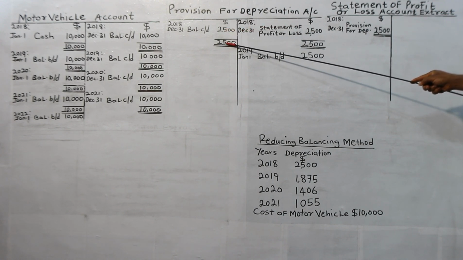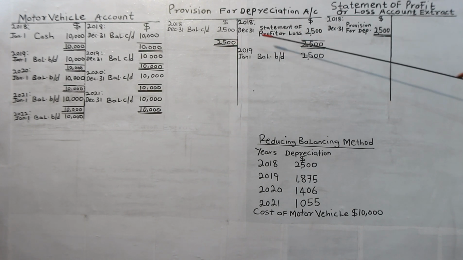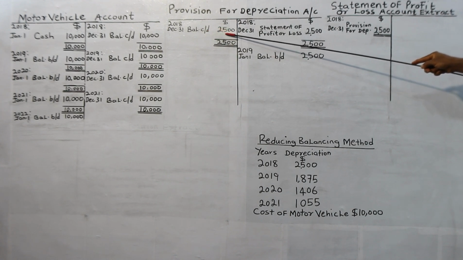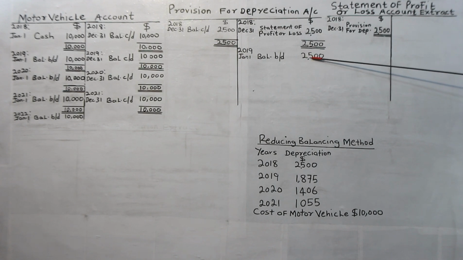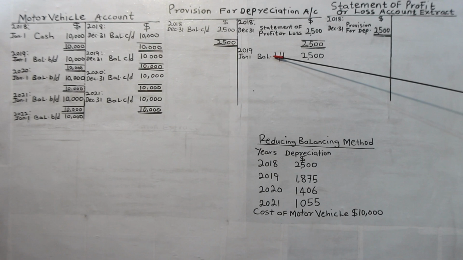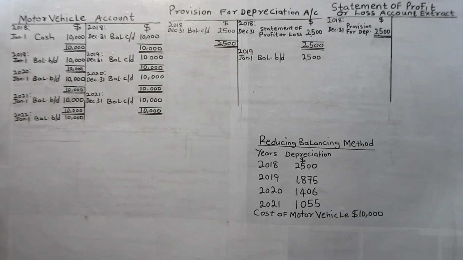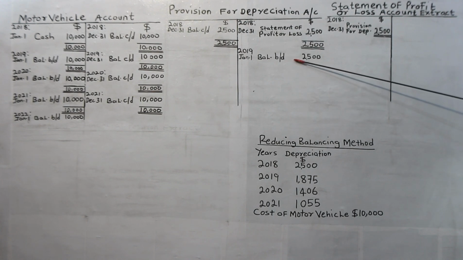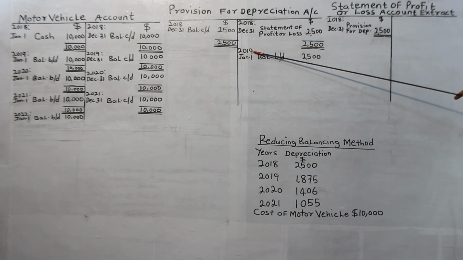Then we bring it down here and close, and also bring this figure here in the same line, the normal way we balance. Finally, the balance c/d is on the debit side, so we bring it to the credit side as $2,500, and it now becomes the balance brought down for January 1st, 2019. So we have the balance brought down $2,500 for January 1st, 2019. That is the next year.